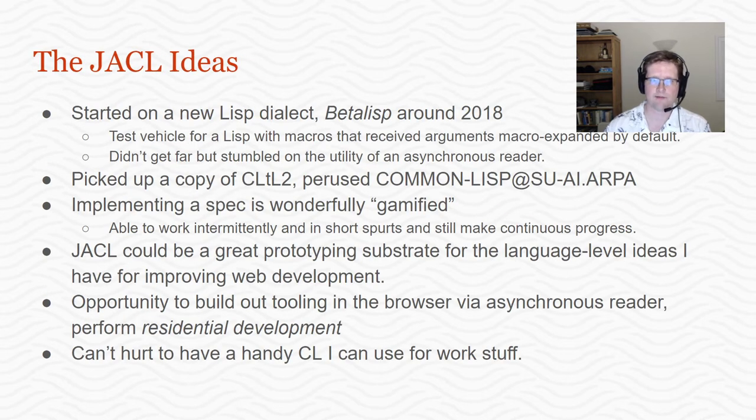But there are actually a few other ideas that led to JACL that happened kind of concurrently. At one point, I had the idea to make my own Lisp dialect called Beta Lisp. That was going to be an experimental vehicle to play with this idea that macros receive arguments macro expanded by default. And so the beta in Beta Lisp comes from beta reduction, lambda calculus. I had this idea that that would, you know, dramatically clean up the Lisp implementation, but it didn't really work out that way. There are other problems associated with that, and I didn't get too far with it. But I did stumble on this idea of an asynchronous reader, which I'll talk about again soon in the talk.